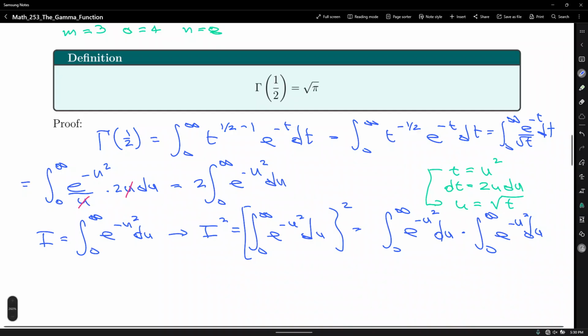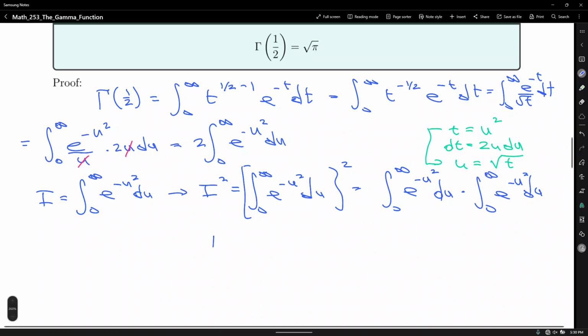But that doesn't seem like the problem. It seems like the problem is getting more complicated than it actually looks. However, what's the trick here? I'm going to change the variables. Instead of u, I'm going to use x or y. You can do that because the variable in a definite integral is just a dummy variable. It doesn't matter if your integral is in terms of u, or y, or x, or t.